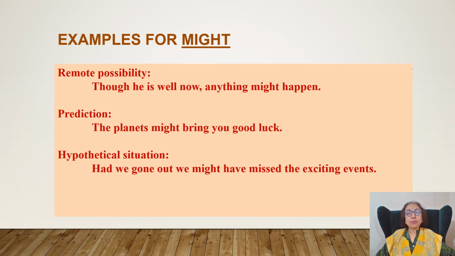The next form is might. As I told you while showing you the list, may and might: good possibility for may, and remote possibility, that means much lesser possibility, for might. So that is the first usage. Though he is well now, anything might happen. Suppose somebody was very ill and suddenly he's slightly better. Then it's a remote possibility, because he's well, but the possibility is there. It is not completely as though the person has recovered.